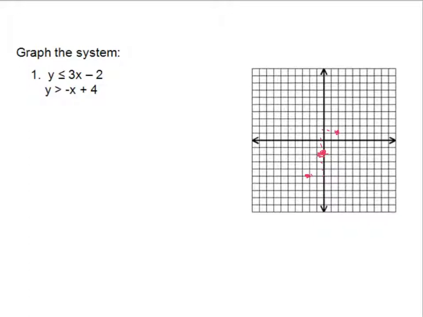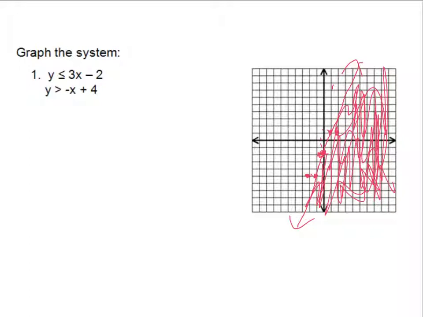Oops. I plotted the wrong points. I don't know why I went over 2, but I should be over 1 instead. So let me change that. Up 3 over 1. There we go. Now that is going to be a solid line because my inequality is less than or equal to. And because it's less than or equal to, I'm going to shade below that line. I'm going to use two different colors for this, so I'm just going to go ahead and shade the whole thing in.